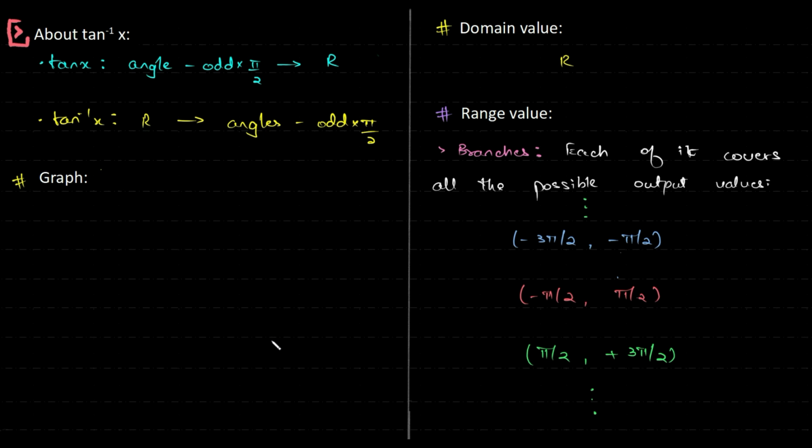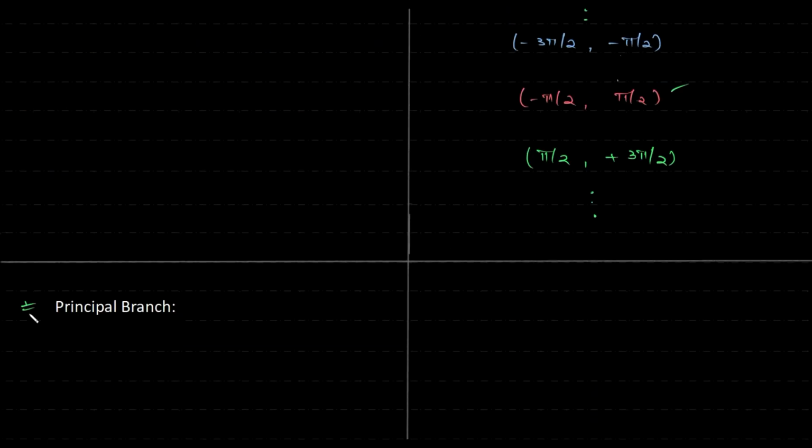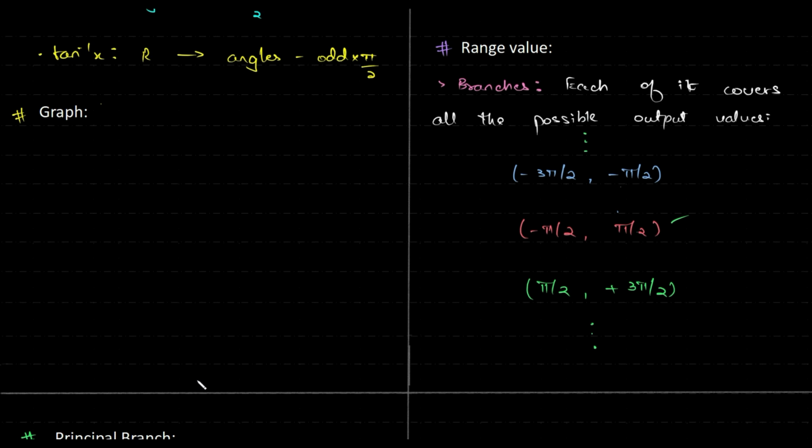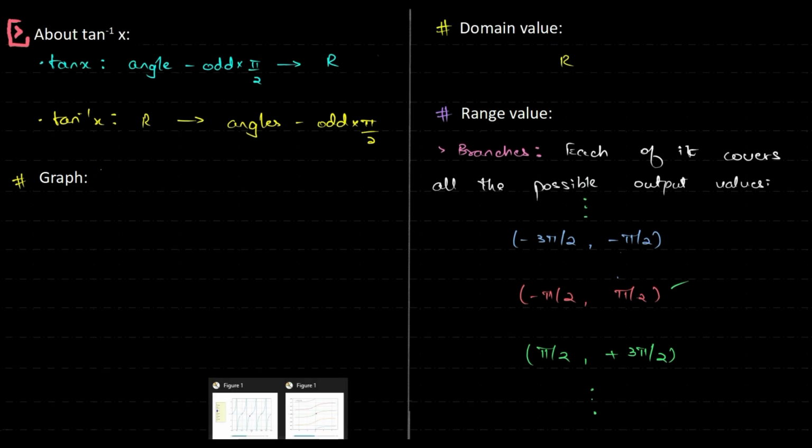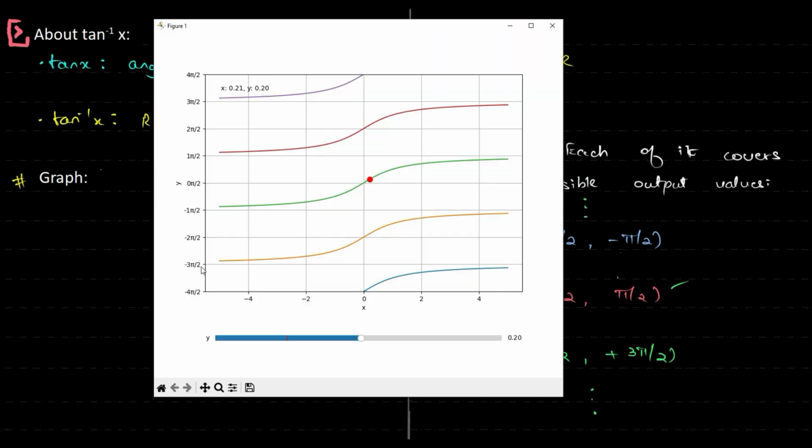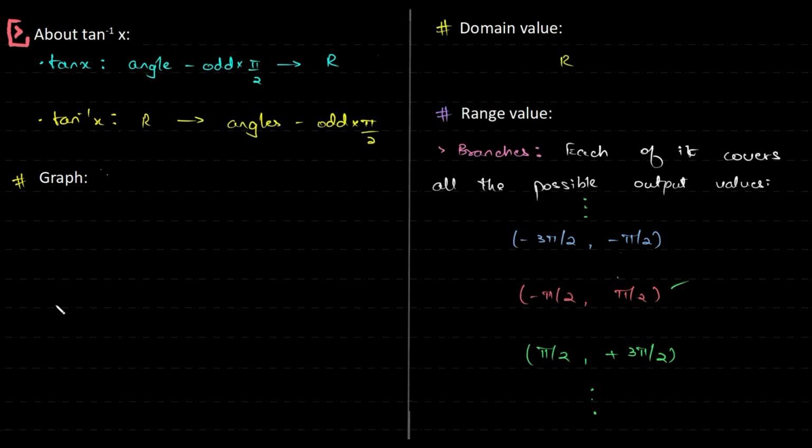So which can be the principal branch over here? Yes, that's our principal branch. We have it from minus pi by 2 to pi by 2. Please note that it's not square brackets, it's small brackets, right? The reason being, it cannot take up this set of input values. It goes to infinity.